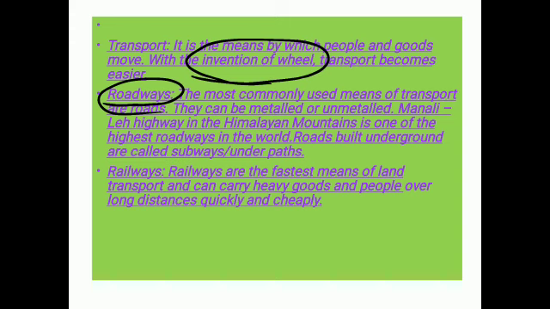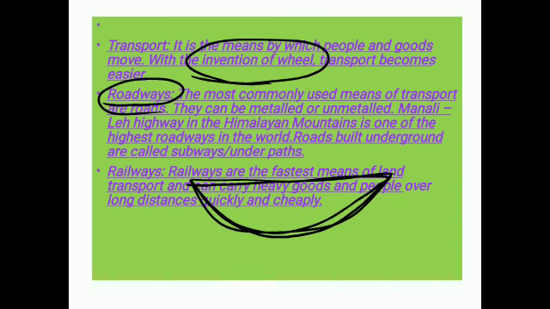Roadways. Students, roads can be metalled or unmetalled. Here, metalled means pakka road and unmetalled means kacha road. And one thing here to remember is that Manali Leh Highway in the Himalayan mountains is one of the highest roadways in the world. And the road that was built underground, what do you mean by the road built underground? They have the shape like this. Okay. So these roads are called the subways or the underpaths.